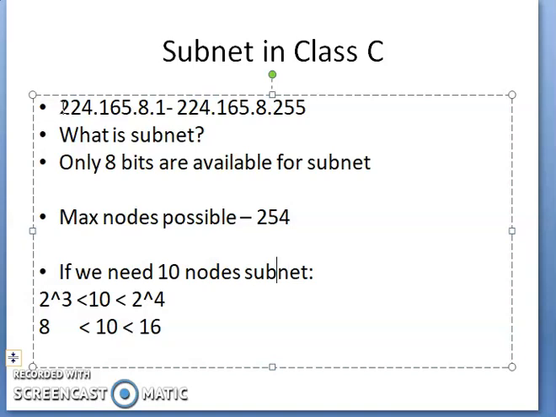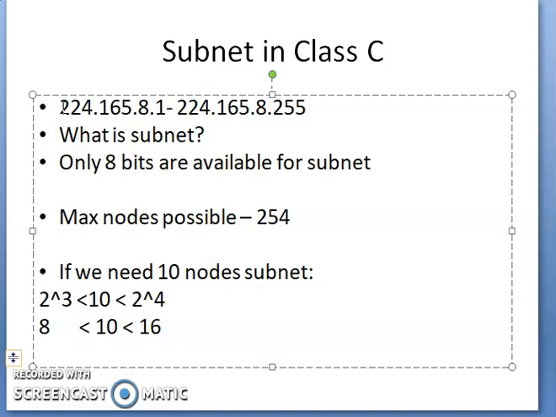Now suppose you want only 10 nodes in your network. So how many bits are required? The range is 2 raised to power 3 is 8 and 2 raised to power 4 is 16. So I need 10 nodes. Therefore, what I will choose is, I will reserve 4 bits for the subnetting.